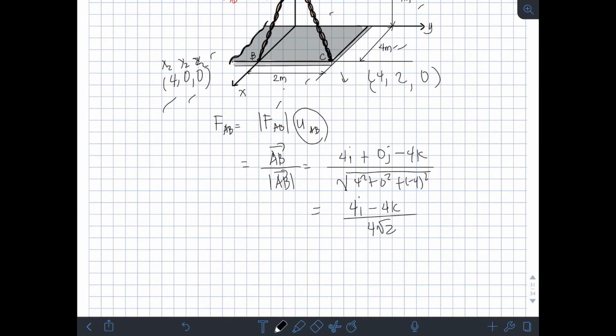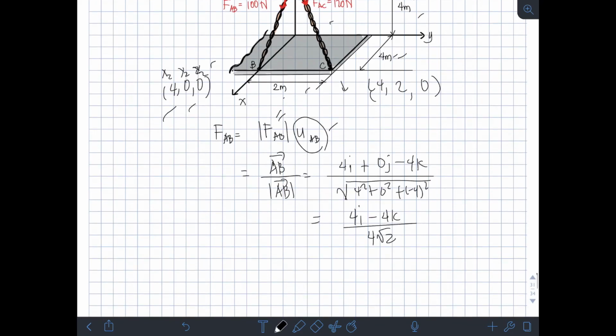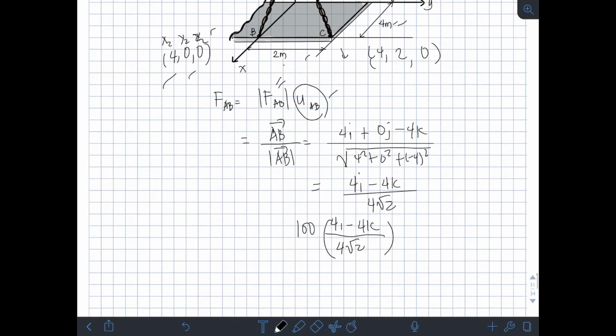So, we now have the unit vector in the same direction as AB. Multiply it by the magnitude of FAB, which is 100. So, 100 times 4i minus 4k over 4 square root of 2. When we simplify and distribute the constants, FAB is 70.7i minus 70.7k.